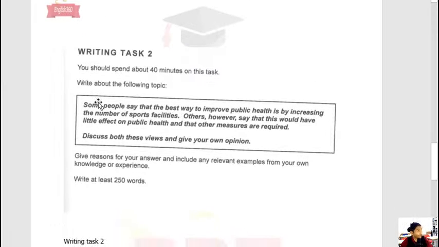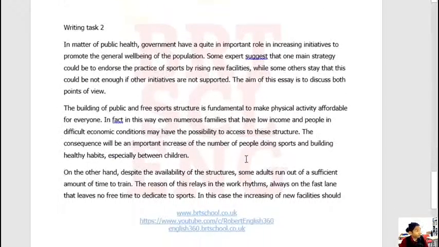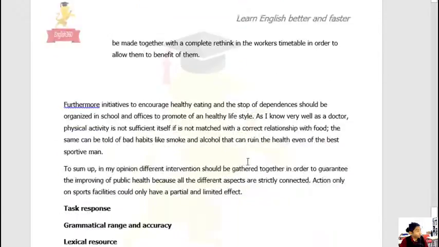So, writing task 2, you should spend about 40 minutes. We're not going to spend 40 minutes. Absolutely not. Because we are checking it. Some people say that the best way to improve public health is by increasing the number of sports facilities. I agree. Others, however, say that this would have little effect on public health, and that other measures are required. I agree with everything. So let's see what she's written.